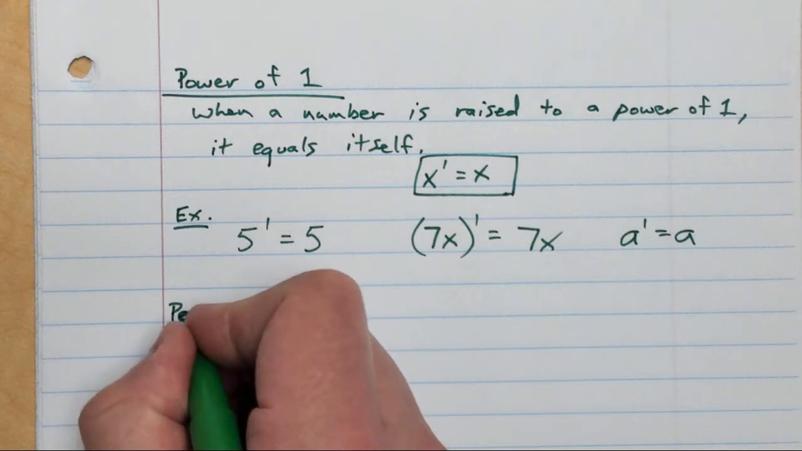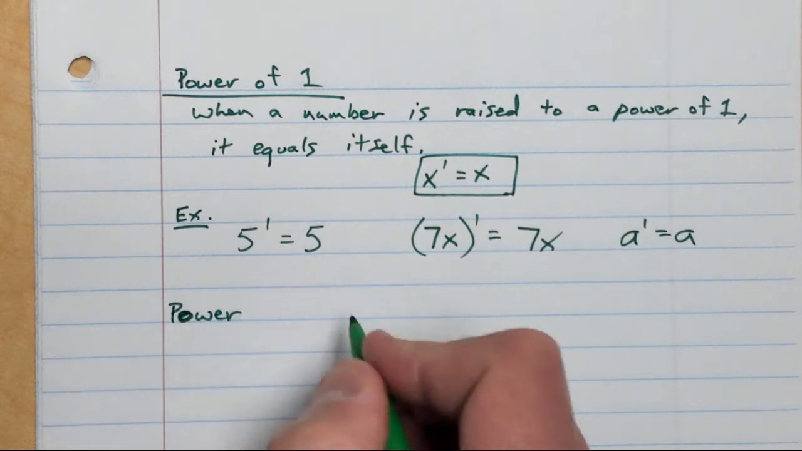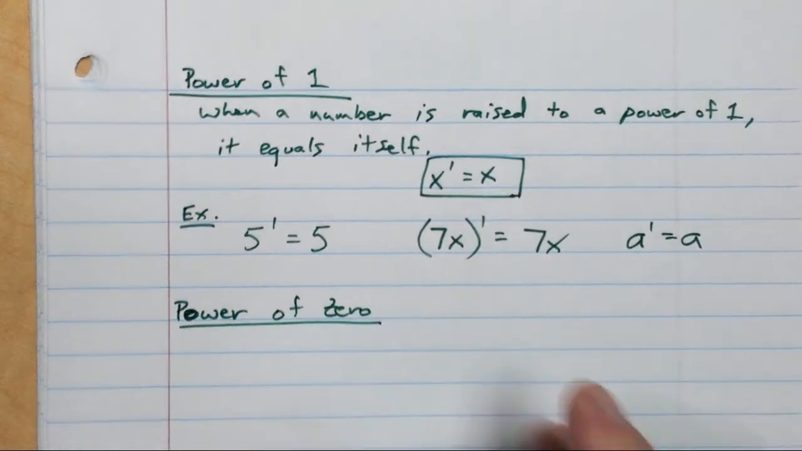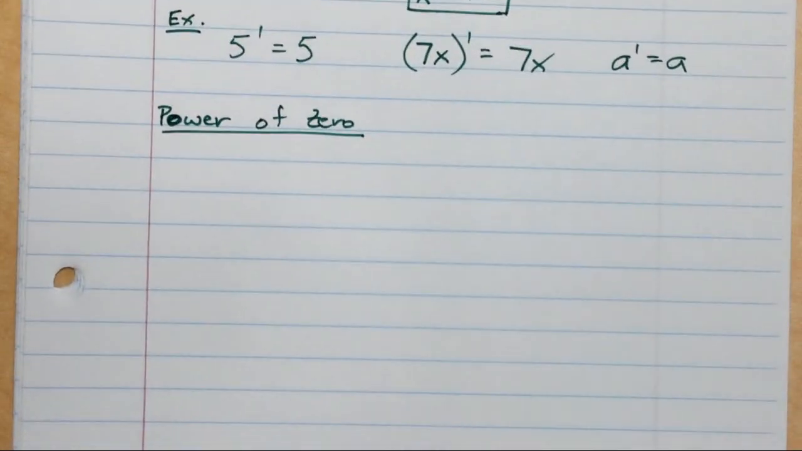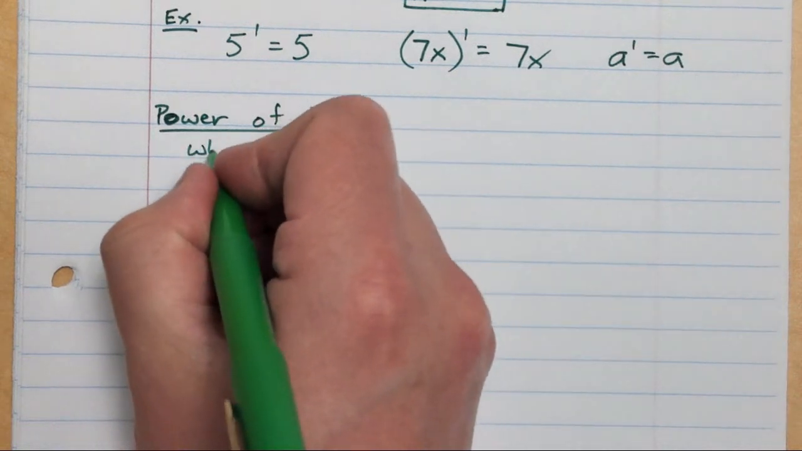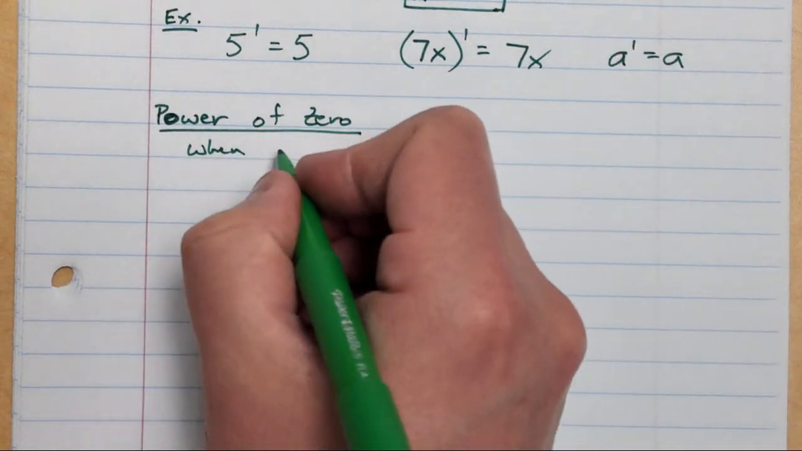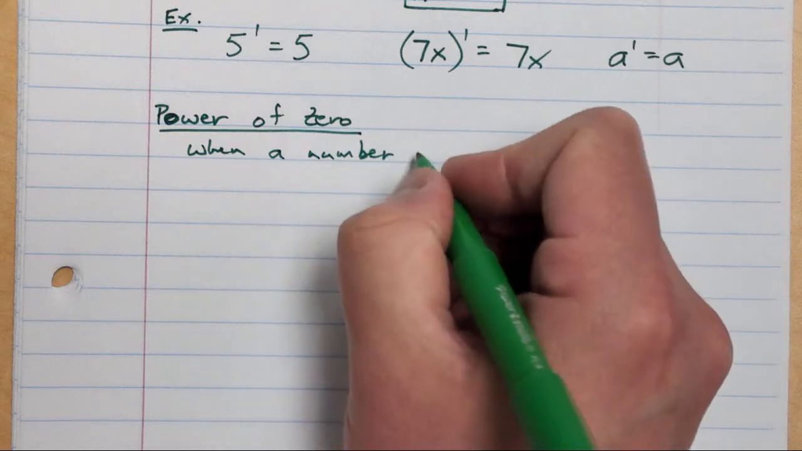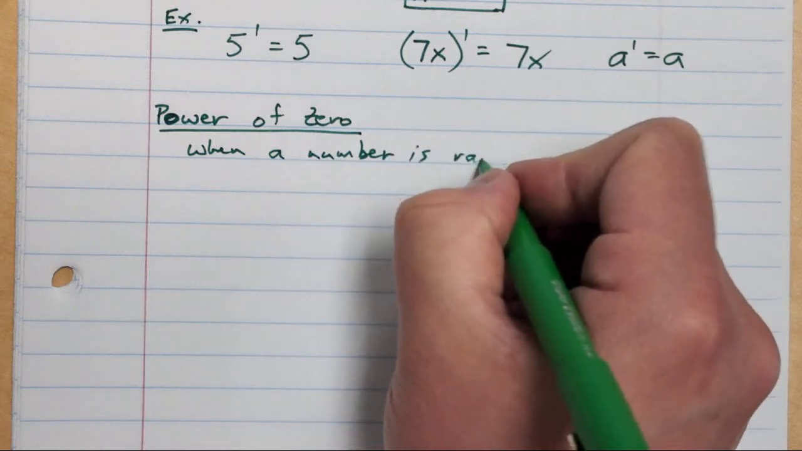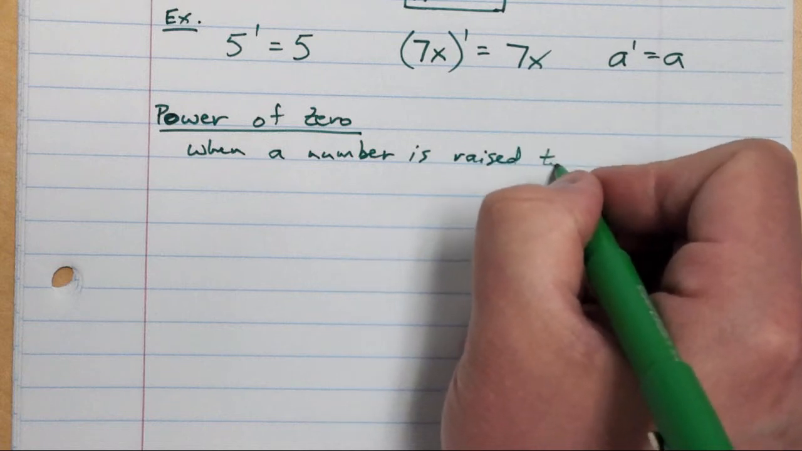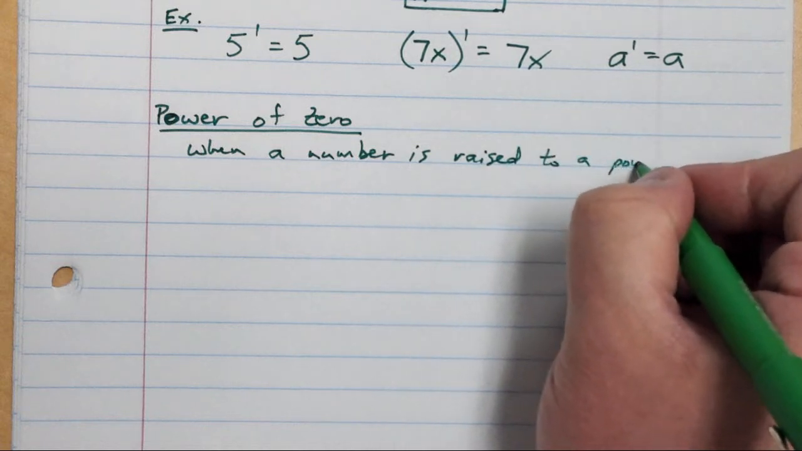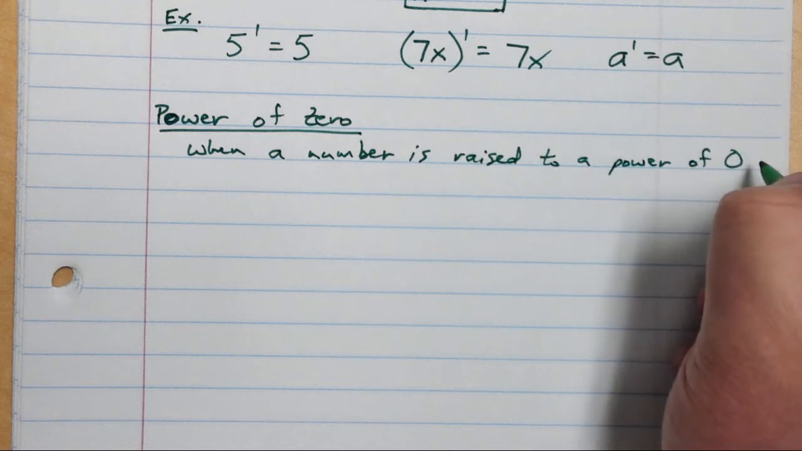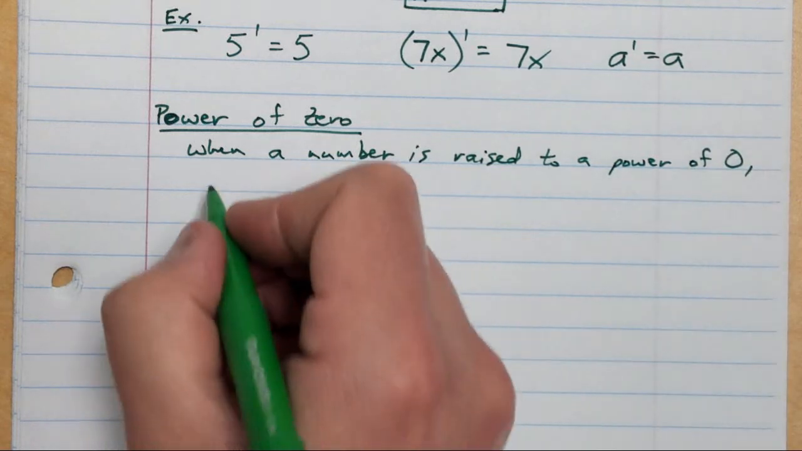So let's write down the power of 0. This is the next little rule. Power of 0. When a number is raised to a power of 0, it equals 1.